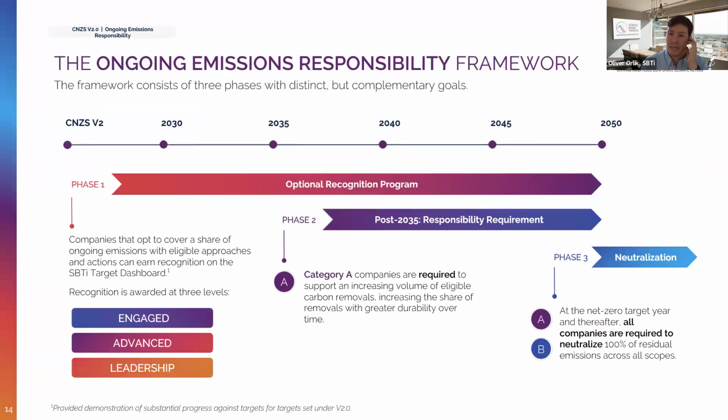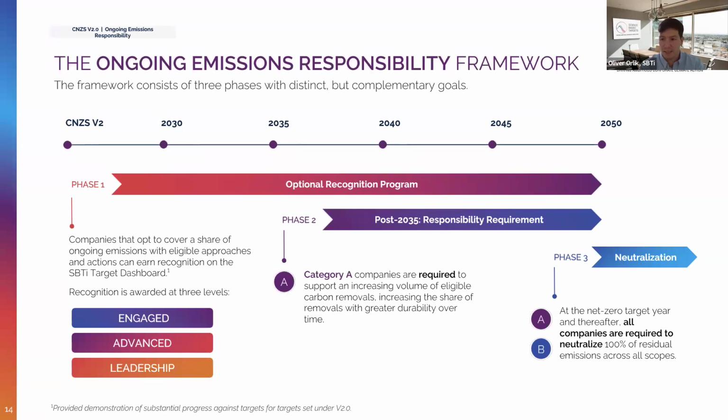The next slide sets out our ongoing emissions responsibility framework. This is looking at the fact that up until that net zero year, companies all around the world are continuing to emit emissions, and those emissions are entering the atmosphere and all contributing to global warming. Within the SBTi standard, we set out that at the net zero year, companies need to meet net zero or a neutralization threshold and then invest in carbon removals at that point. We also want to encourage companies to start to take action today. So that's what this responsibility framework does.